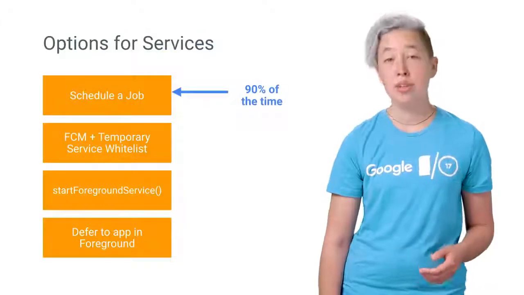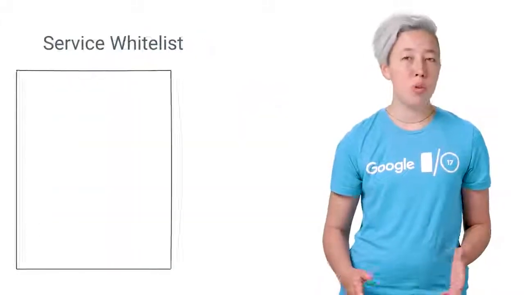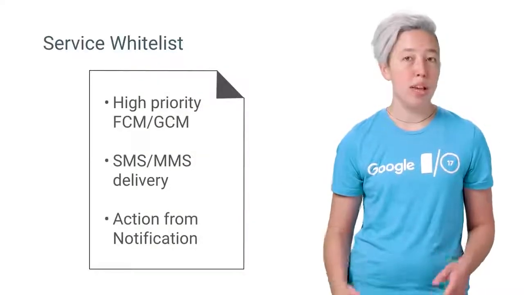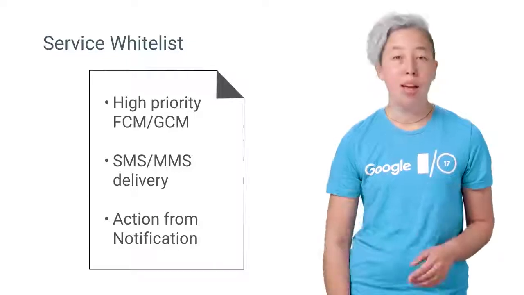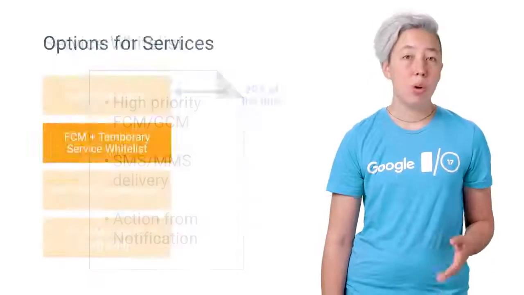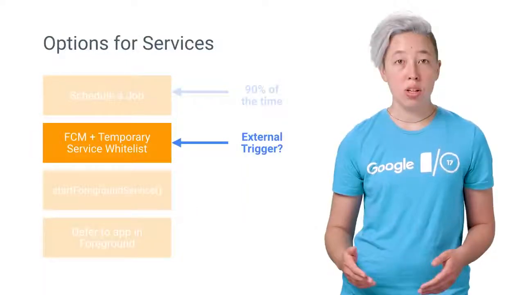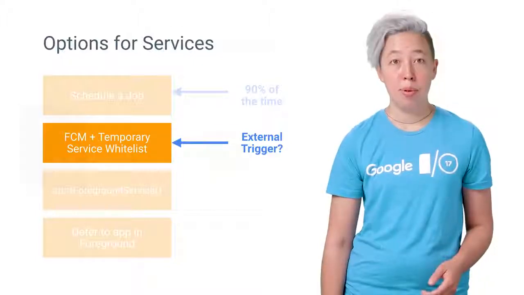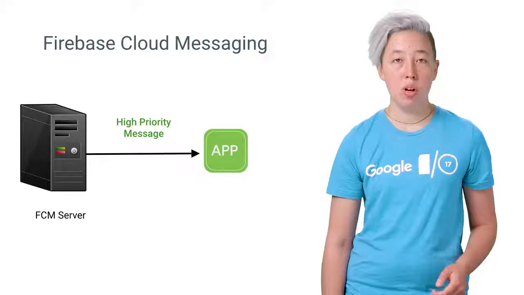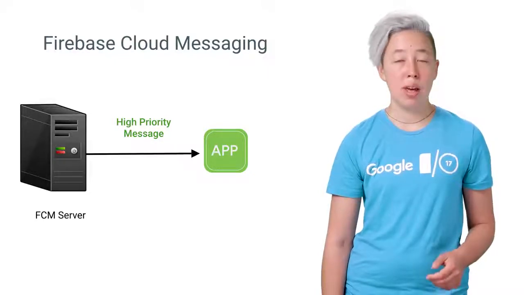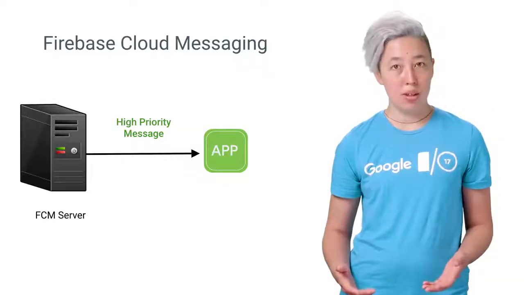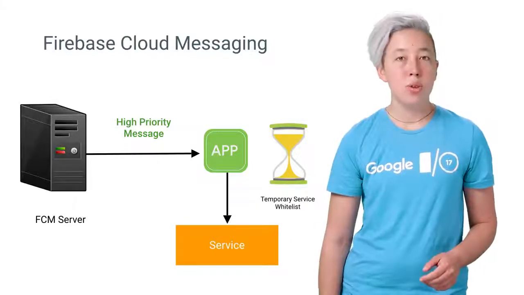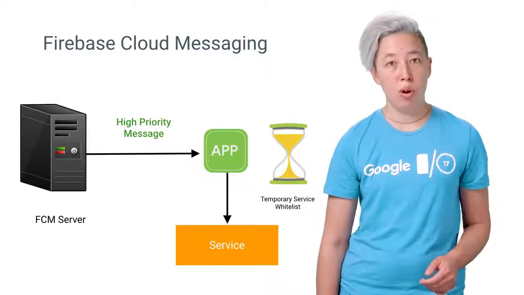Next is the temporary service whitelist. There are a few special cases listed here when the app will be temporarily whitelisted and act for a short period of time as if it's in the foreground. If you want to trigger work when data on the server changes, consider implementing Firebase Cloud Messaging on your server and app. If you use a high priority FCM message, you will receive that message immediately, even when the system is in doze. You will also get on that handy service whitelist, so you can start a service as if the app were in the foreground.